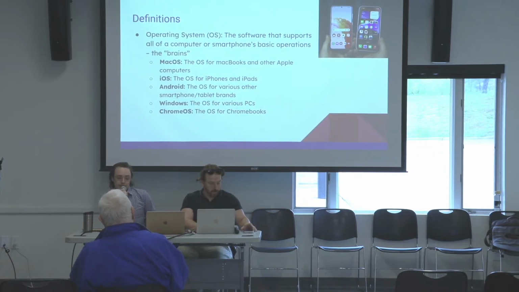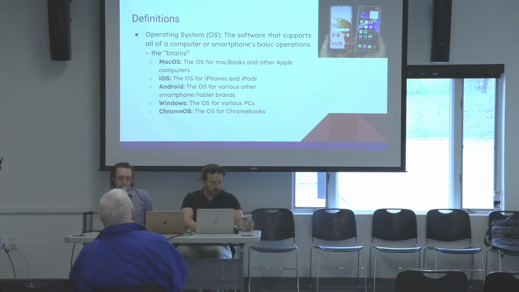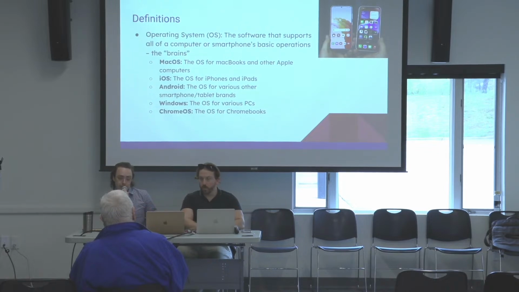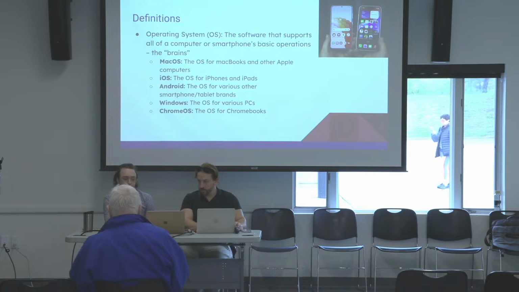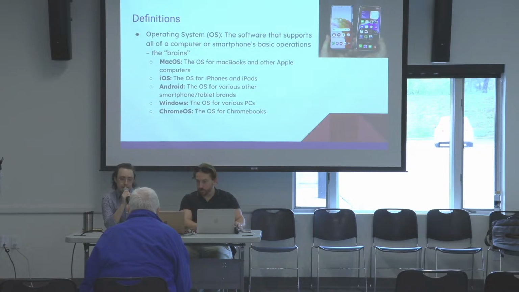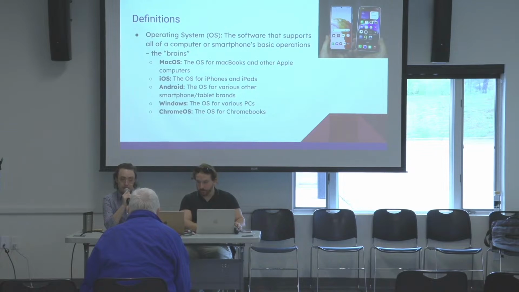For example, Mac OS, that's the OS for MacBooks and other Apple computers. iOS is the OS for iPhones and iPads, so very similar to Mac OS, but different because it's a smartphone. It's a smaller screen. It's going to need to perform different functions. Similarly, we have Android. That's the OS for most other smartphones and tablets. Windows is the OS for PCs. And then Chrome OS is the OS for Chromebooks, which are available as a laptop or as a tablet. So that's a newer one that has come onto the market.